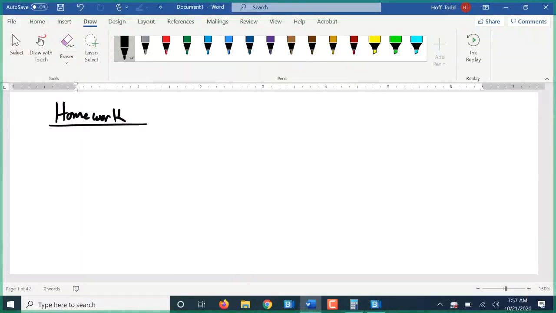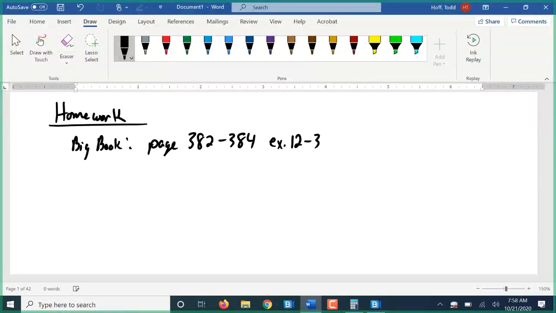Homework. There's 2 things out of the big book. Pages 382 through 384, Exercise 12-3, Problems 7 through 23.